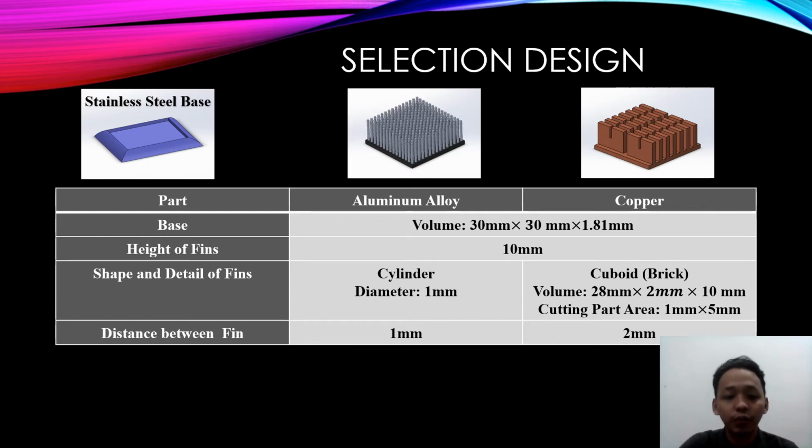The distance between fins is also different. Aluminum alloy uses 1 mm, while copper uses 2 mm. Before the heat simulation begins, both fins must be combined with a stainless steel base first.